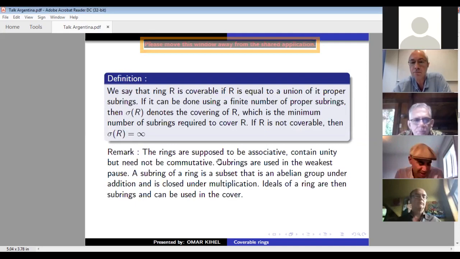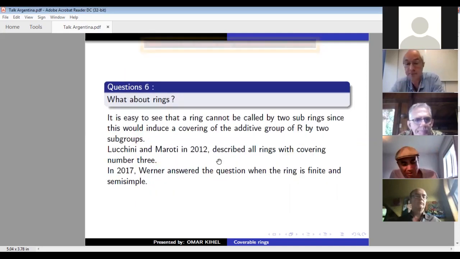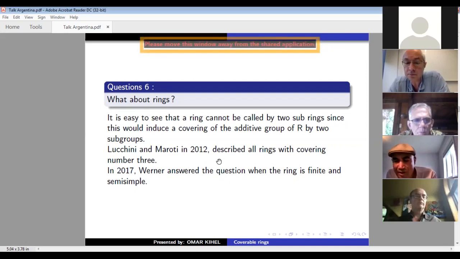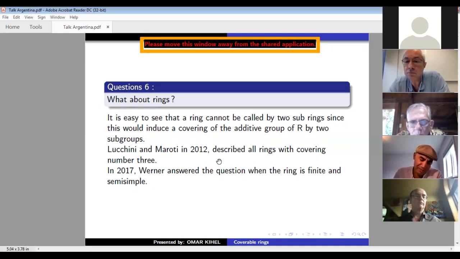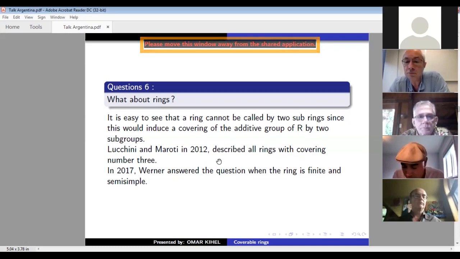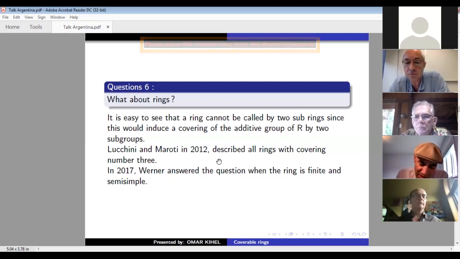Before telling you our results, the most important thing we thought about is what happens for the ring of integers of a number field. If you take a number field K and look at its ring of integers, is it possible to write it as a union of a finite number of subrings? Before giving you the result that Ayad, my collaborator from France, and myself proved, where we have a necessary and sufficient condition, I will give you some easy results.